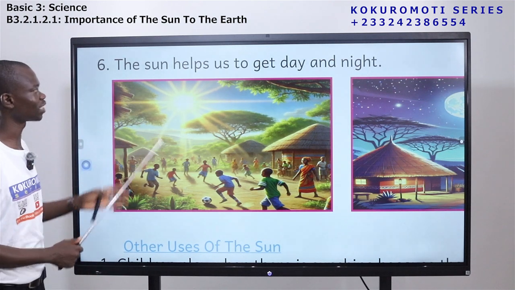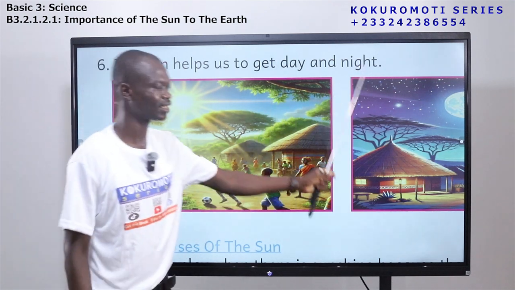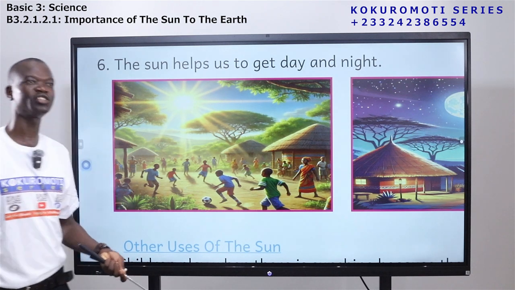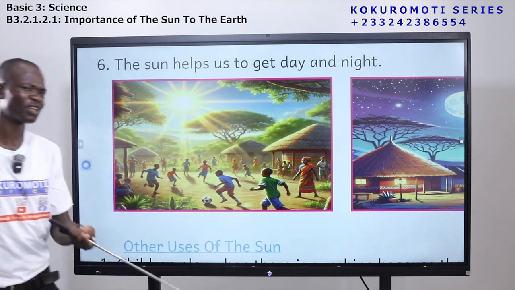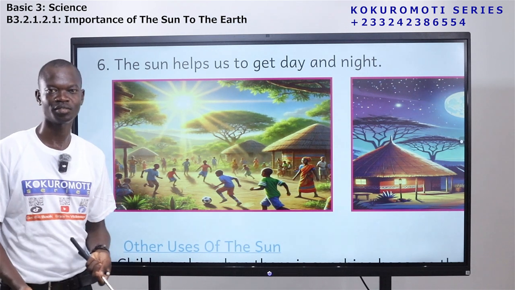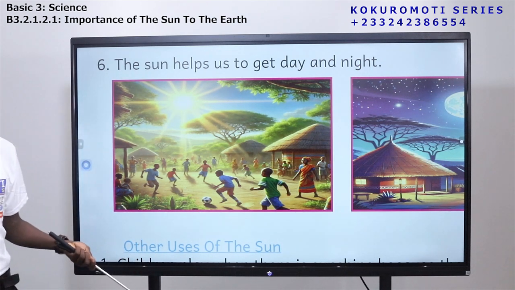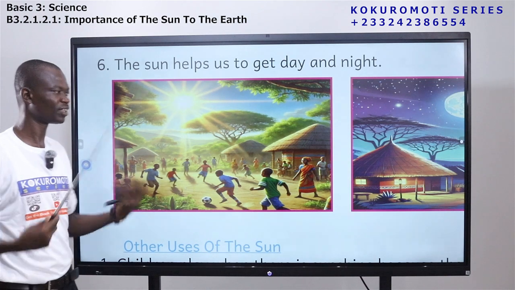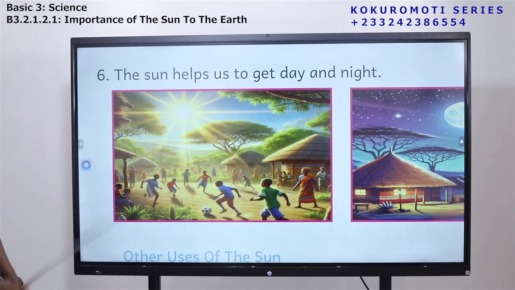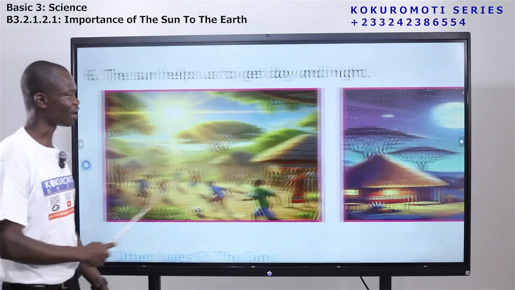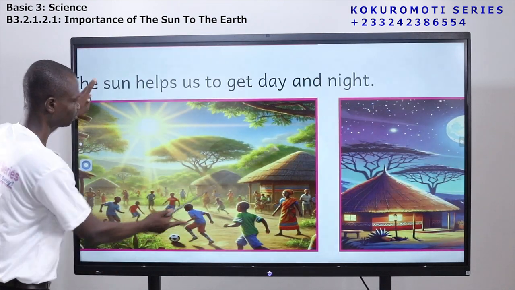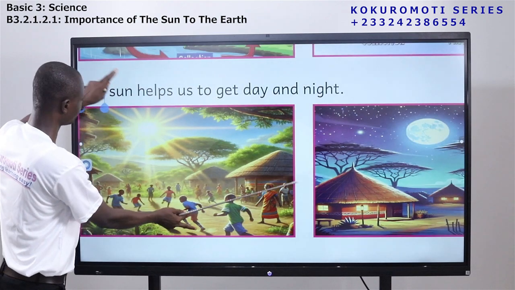So the sun helps us to get what? Day and night. Imagine in the morning, afternoon, evening, you don't see the sun. What do you think will happen? Every place is so dark that you can't see because the sun is not giving light. You complain, and it doesn't even happen. So the sun always gives us what? Light, and that is why we have day and what? Night. Okay, so that is another importance of the sun.